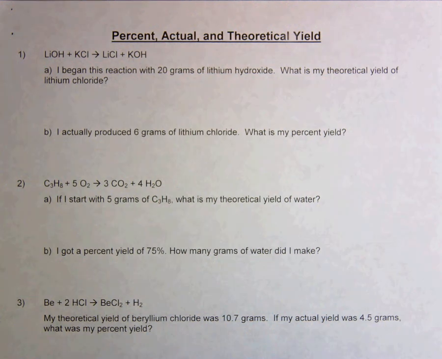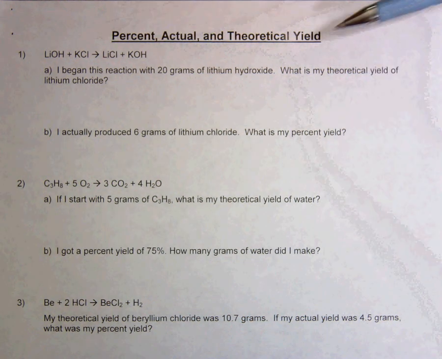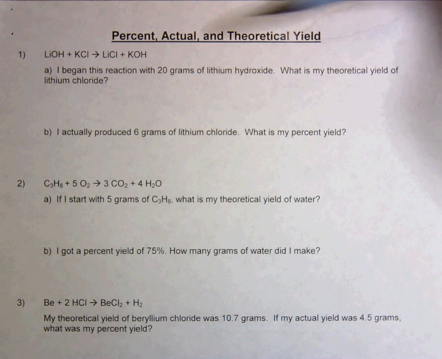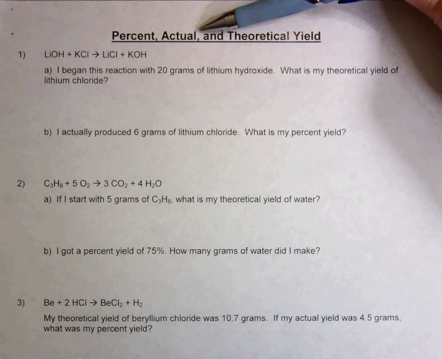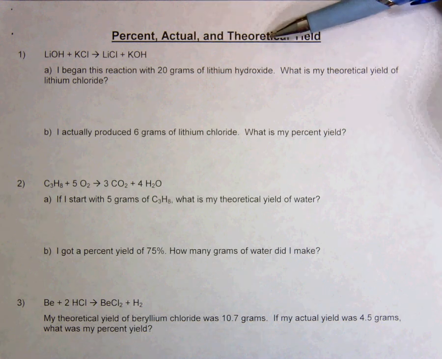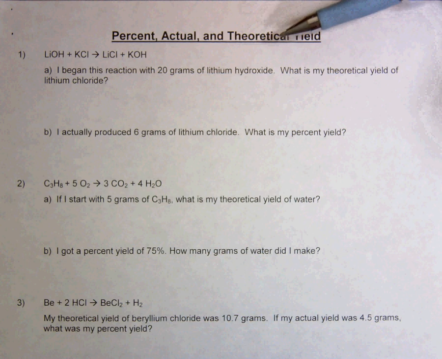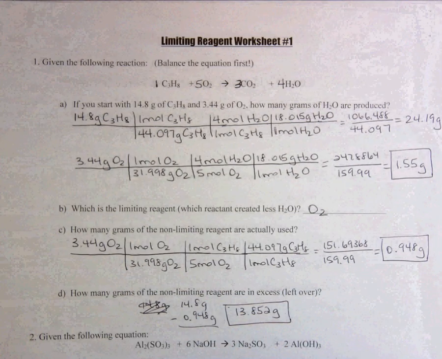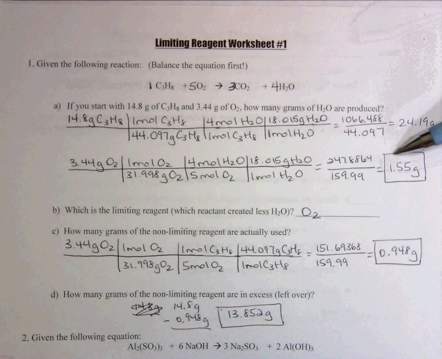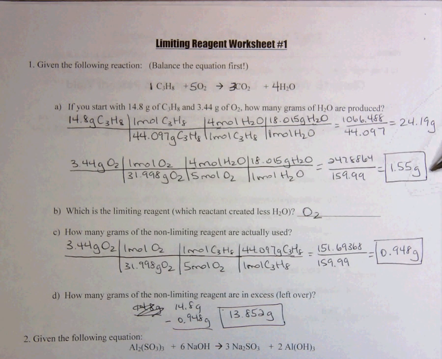Percent actual and theoretical yield. When we're talking about percent yield, we're talking about the percent of the product that we actually get in our reaction. Actual yield is the amount we get when we do this in the lab, and theoretical yield is what we've already been doing. The theoretical yield of a substance is when we do our stoichiometry, like we did in this very first worksheet. It's that amount that we should get when the reaction is over.